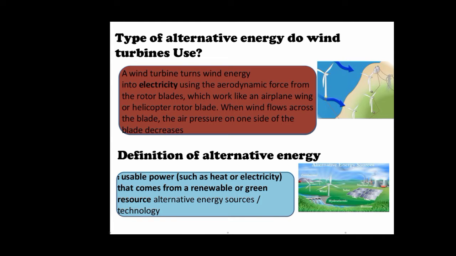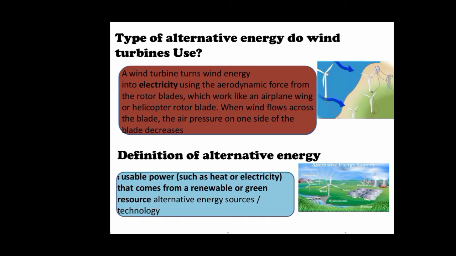Types of alternative energy in a turbine. A wind turbine turns wind energy into electricity using the aerodynamic force from the blades, which works like an airplane wing or helicopter rotor blades. When wind flows across the blade, the air pressure on one side of the blade decreases.